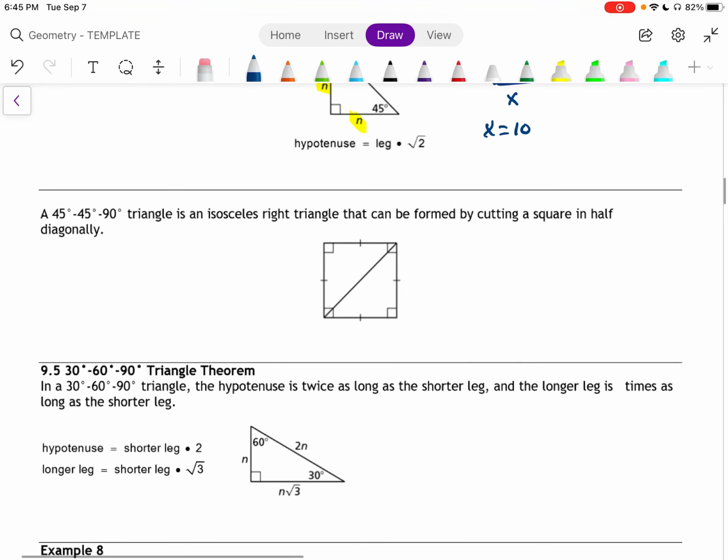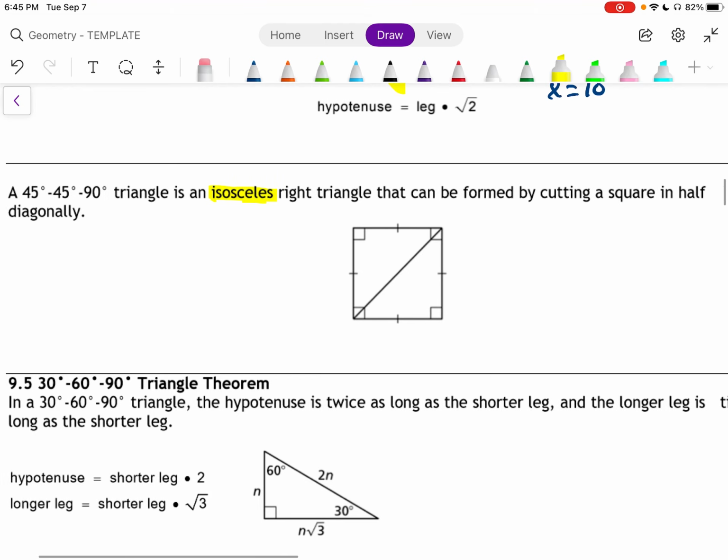Next up, just a neat picture that we want to say. A 45, 45, 90 triangle is an isosceles right triangle, isosceles meaning that there's two congruent sides, that can be formed by cutting a square in half diagonally. So we have this neat picture here of the square. All four sides are equal. All four angles are equal.